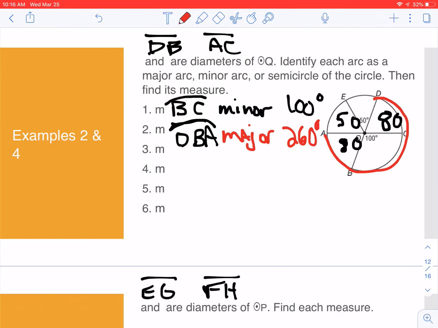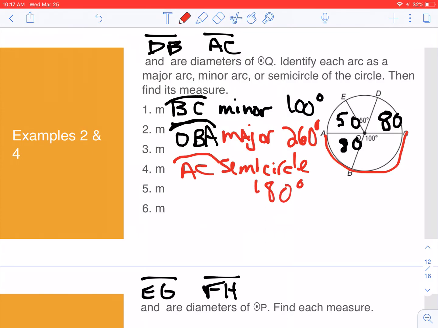I'm not going to do 6 examples here. Okay? We'll go down to the next one and do a few more. The last one would be if I were to say, tell me arc AC. Okay? You would say arc AC is a semicircle, 180 degrees. All semicircles are 180. Okay, so that's an example.